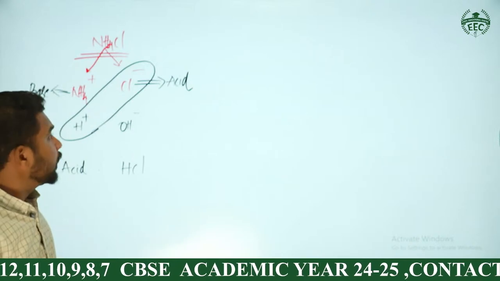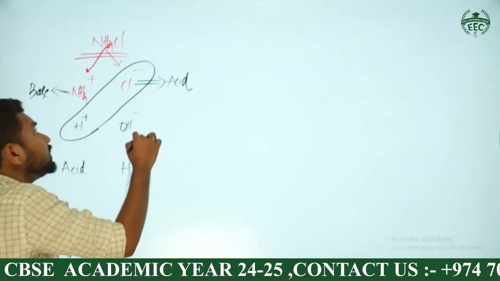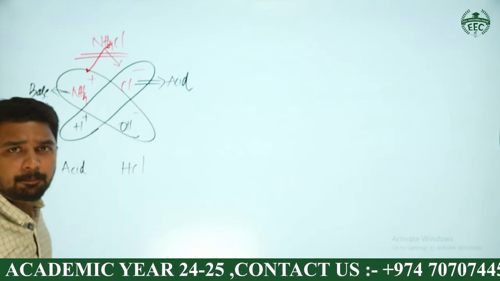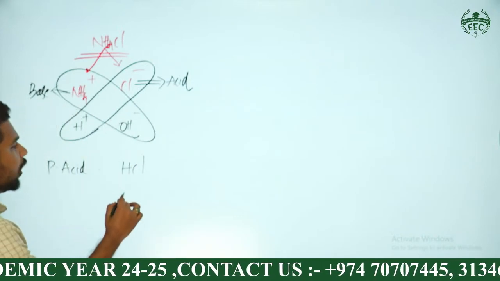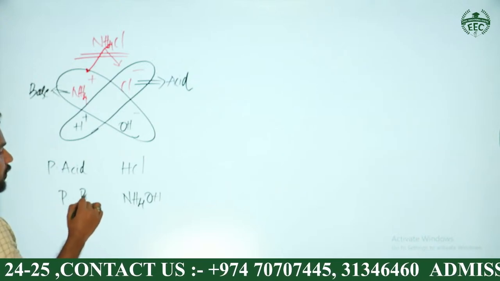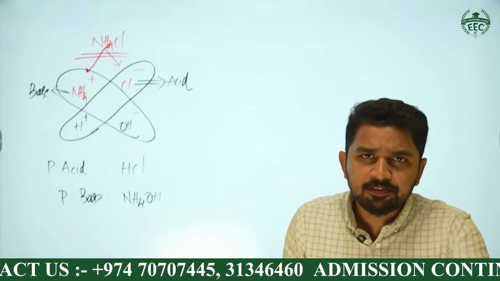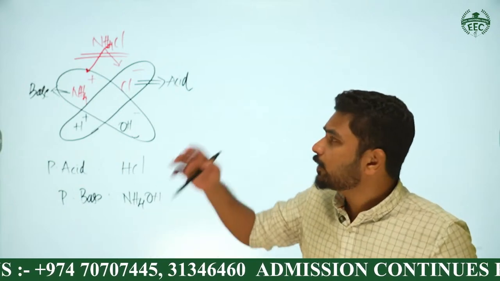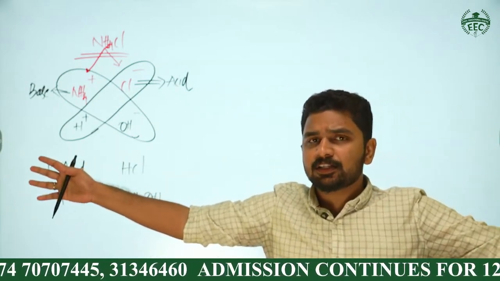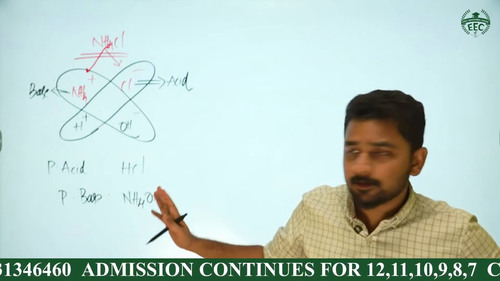Simple. And you know, the positive ion, the cation, when it combines with OH minus, will form NH4OH, which is our parent base. That's it, simple. Now you got the trick, right? Now you can predict any parent acid or any parent base for any salt, right?